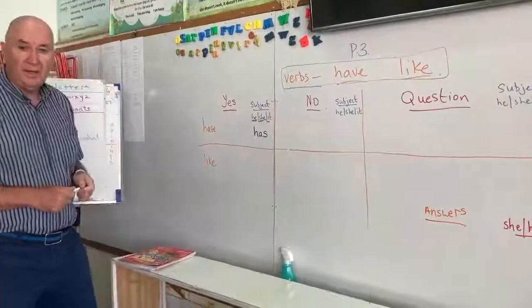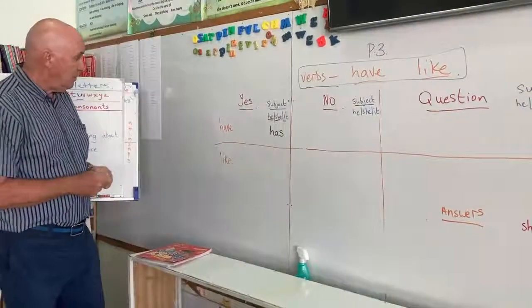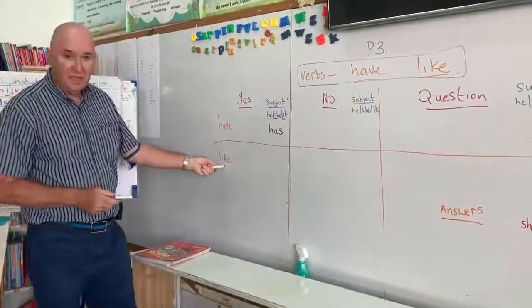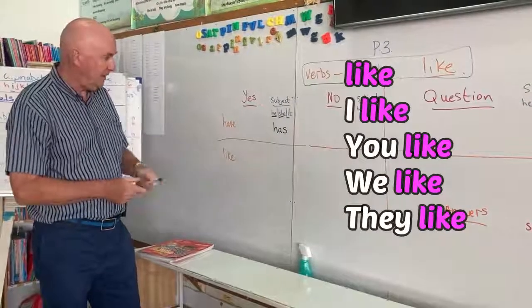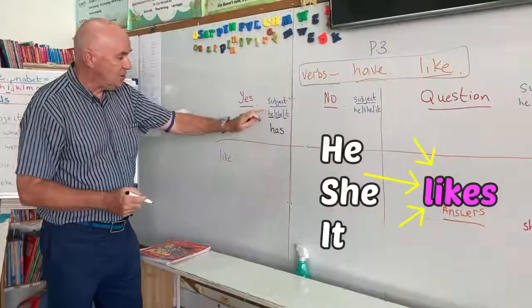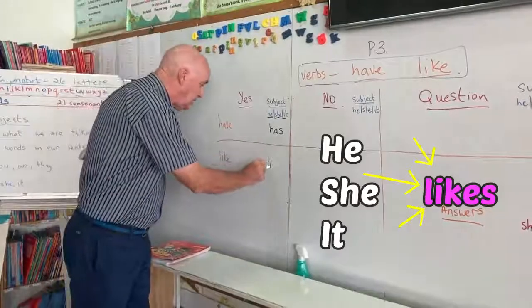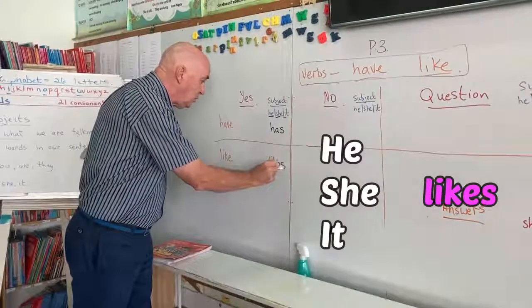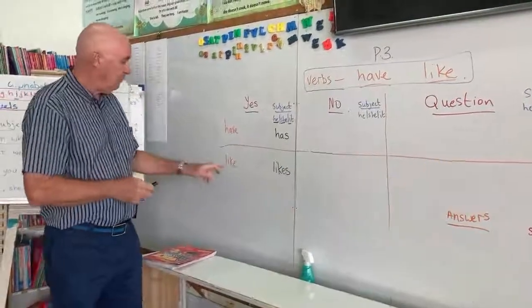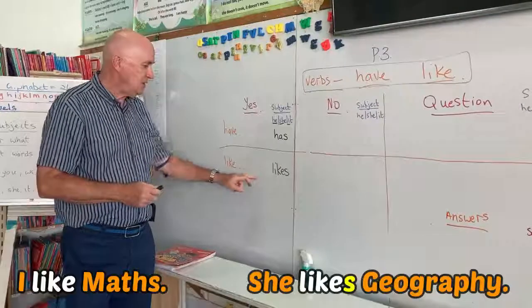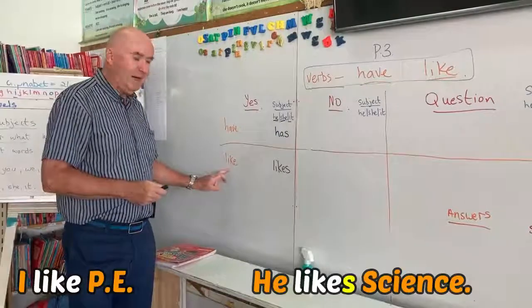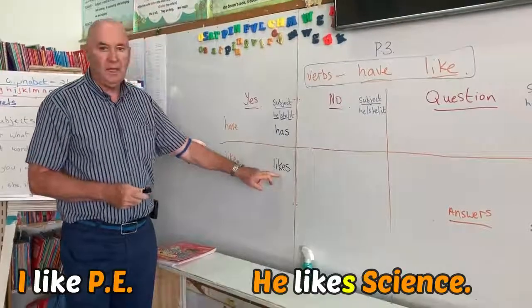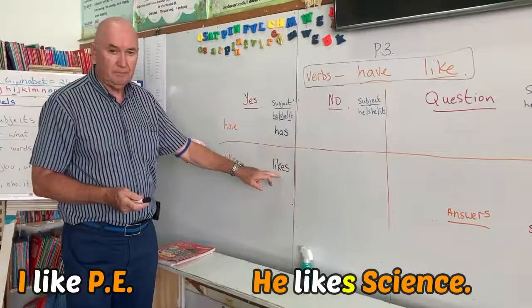And with the verb like, most of the time we say I like, or you like, or we like, or they like. But if it's he or she or it, then we change it to likes. So, I like maths, she likes geography. I like PE, he likes science.